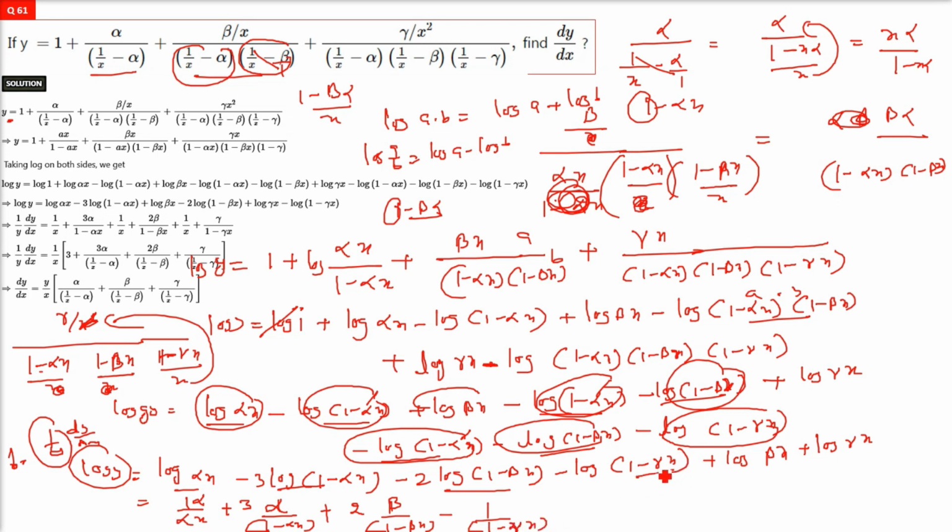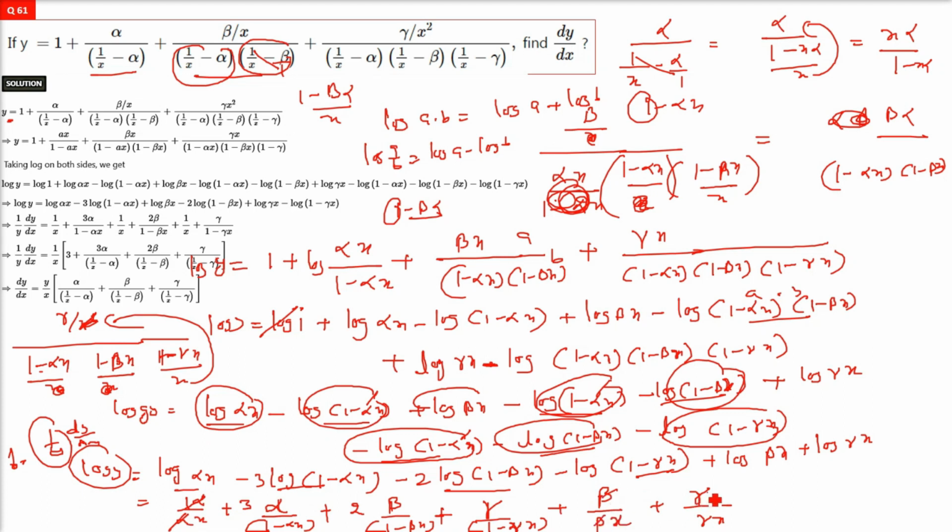And differentiation of 1 minus gamma x is what? Minus gamma. Negative become positive. And here we have 1 by beta x and then beta, which I already told you, beta gets cancelled. And then gamma x, and here gamma gets cancelled. So we have 1 by x here, 1 by x, 1 by x, 1 by x. So 3 by x here.